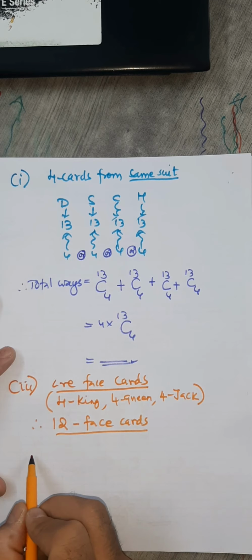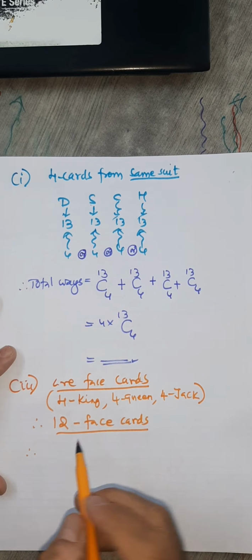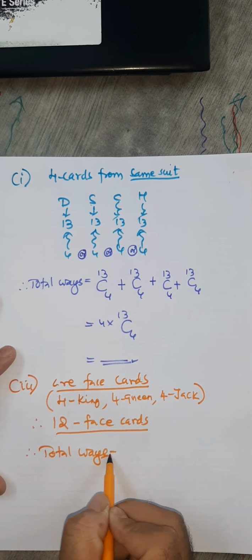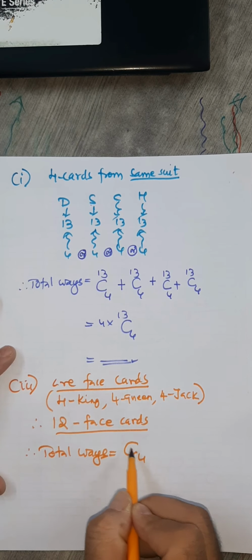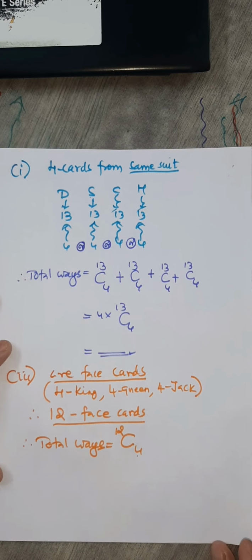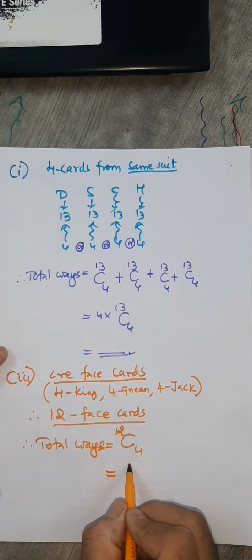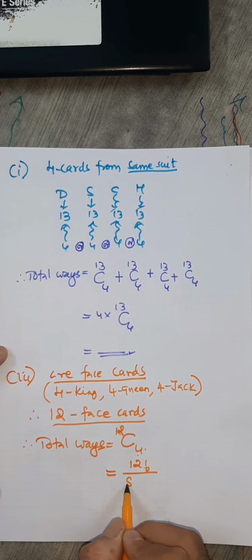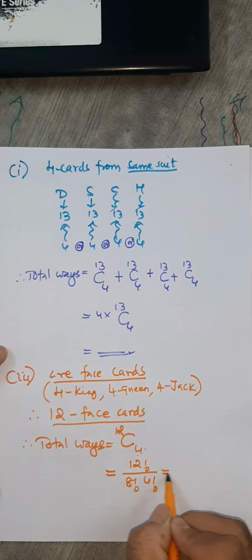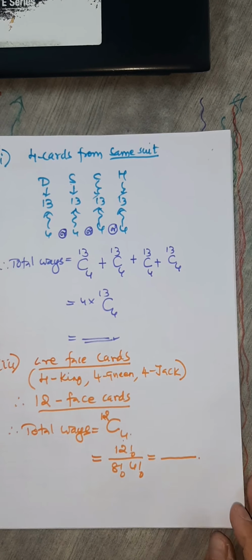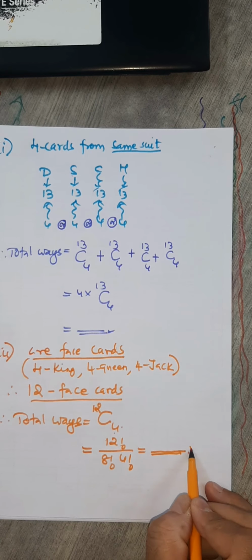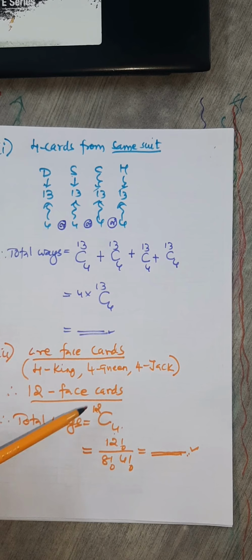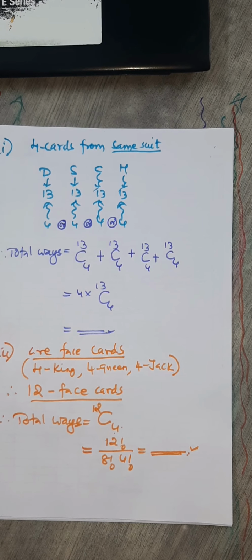How many ways can this be done? Selection of 4. So total ways of doing this: 4 selected from 12 face cards. Only face cards should come, so you have to select from 12. So 12 factorial upon (12 minus 4) 8 factorial into 4 factorial. Just simplify this, so you will get the answer. Fine, okay. I wanted to explain just this much. What about the next question?